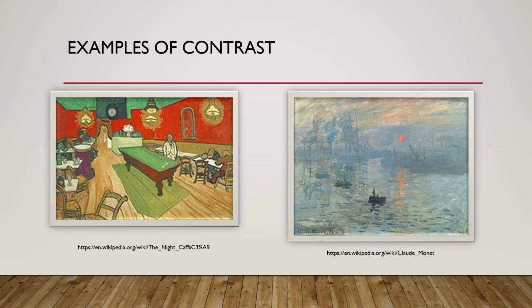And on the right, we have Impression, Sunrise by Claude Monet in 1872. This is an example of low contrast. There's not a huge differentiation in color here. Monet used many different shades of blues and oranges. The biggest contrast here is between the sun and the boat.